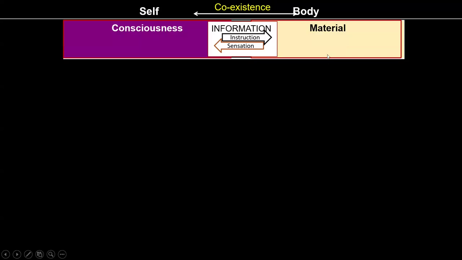So through step one, we are practicing to see the two realities which exist separately, independently. Consciousness is a unit, body is a unit, both exist. And we have to observe it directly from the state of pure observer that body exists and self also exists.